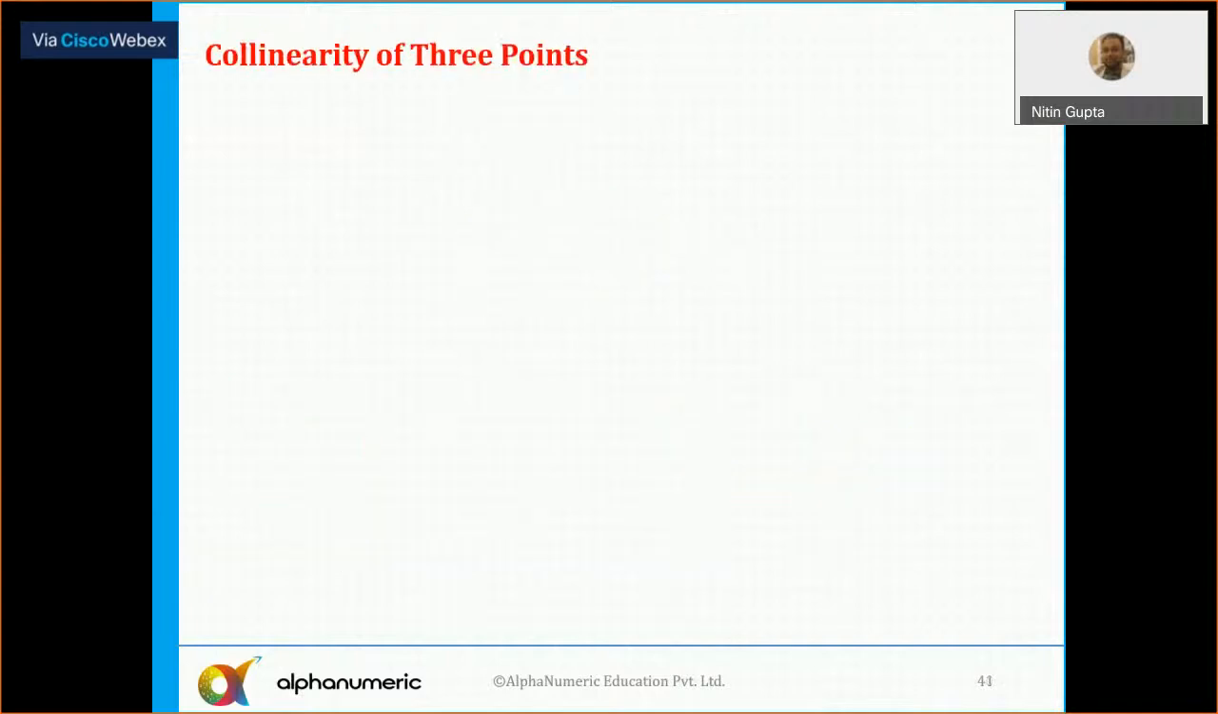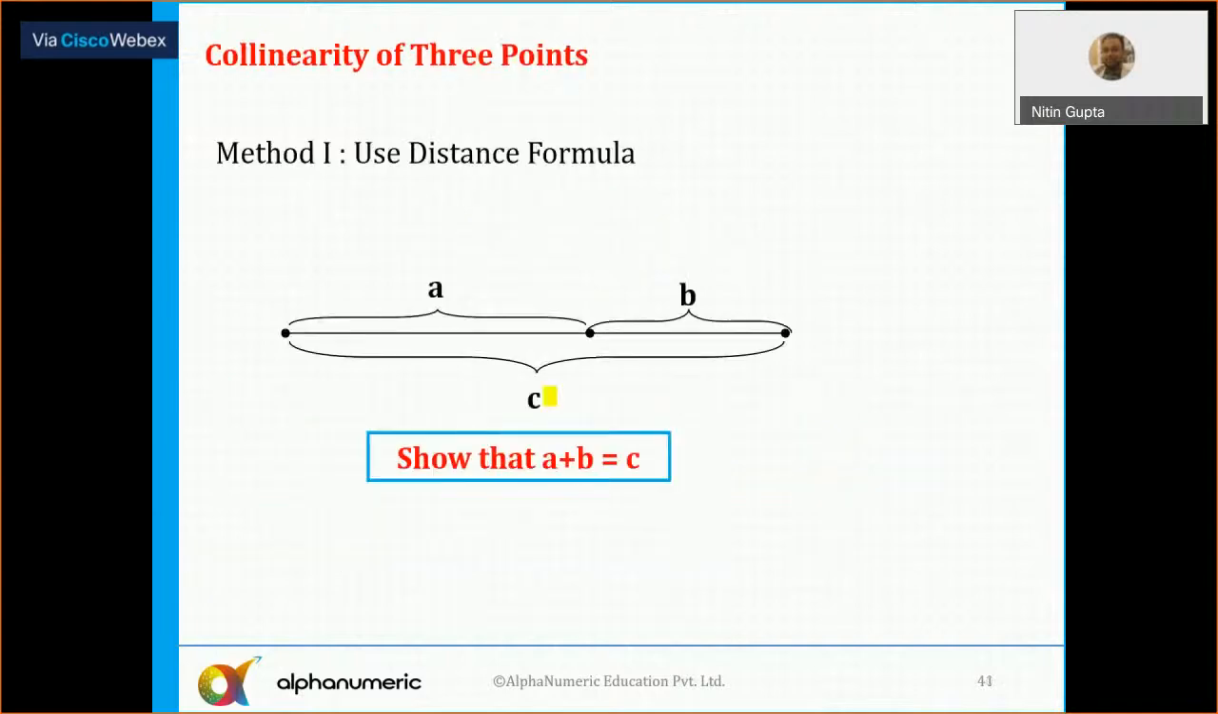Collinearity of three points. One of the ways is the distance formula. If the distances add up accordingly, then we can say the 3 points are collinear. So if the 3 points are given and you need to check whether these 3 points are collinear or not, one of the ways is this one.